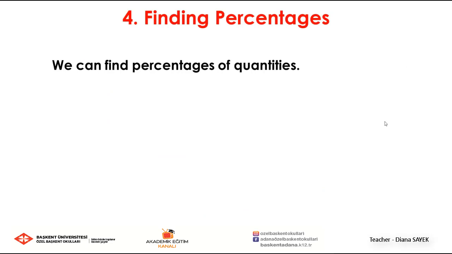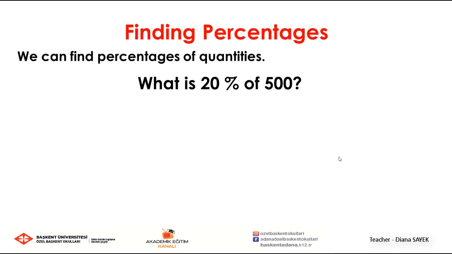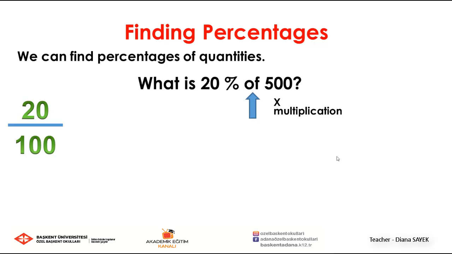Finding percentages. We can find percentages of quantities, and this happens all the time in real life. What is 20% of 500? Well, let's see. First of all, we need to know that this "of" is telling us to multiply. So what we're actually doing is 20% multiplied by 500. So let's look at it carefully. Here we go. We write our fraction 20/100, that is 20%, and we're going to multiply by 500.